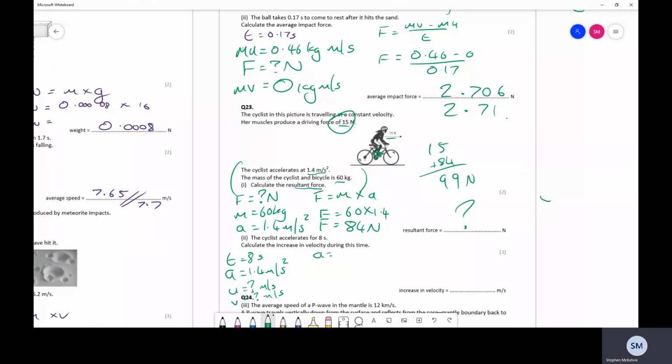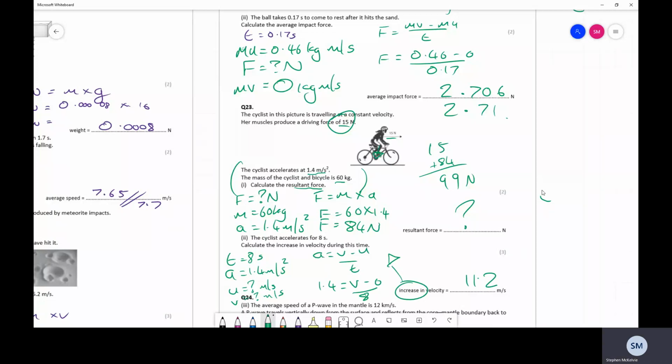a is equal to v minus u divided by t. 1.4 is equal to the end velocity, which we do not know, minus 0 divided by 8 seconds. Multiply across by 8, and I shall get my answer. 8 times 1.4, giving me 11.2. The increase in velocity was okay. So there must have been some missing data there, or a velocity I don't have. But at least we've done some maths.